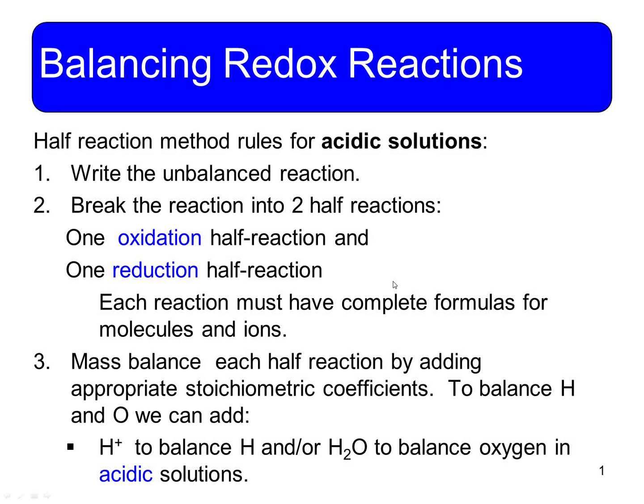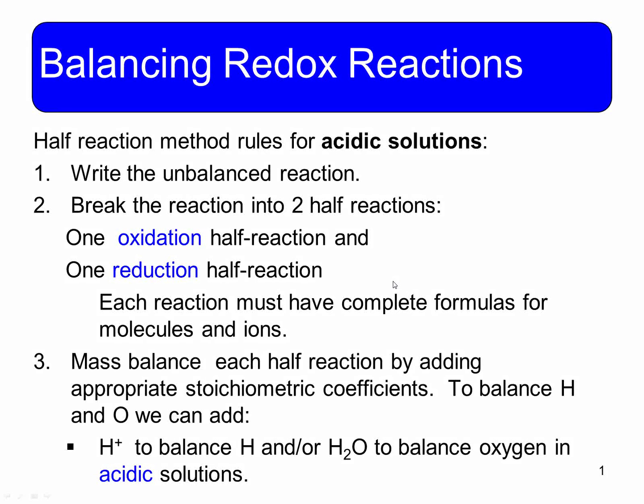So it'll be already written out, but if you had to write it, you would write it first. Okay, then you break the reaction down. So you break it into two half reactions. One's going to be an oxidation, lose electrons, oxidation, and one's going to be a reduction, gain electrons, reduction. Okay.